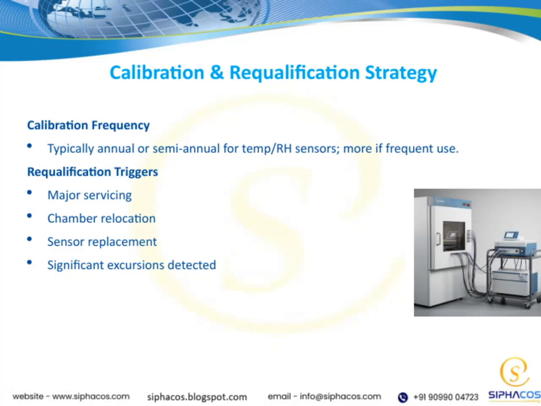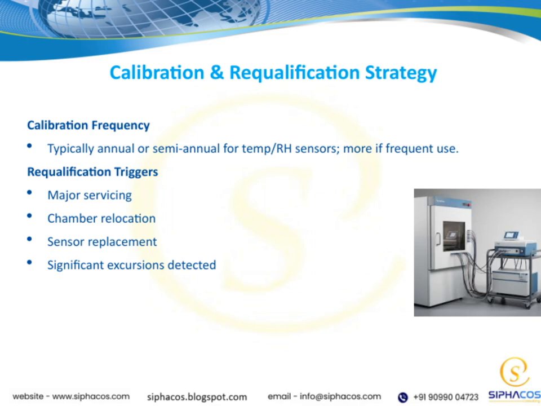Let's talk about our calibration and requalification strategy. First, regarding calibration frequency, we generally aim for it to be annual or semi-annual, especially for temperature and humidity sensors. Of course, if these sensors are used more frequently, we might need to calibrate them more often to ensure accuracy.